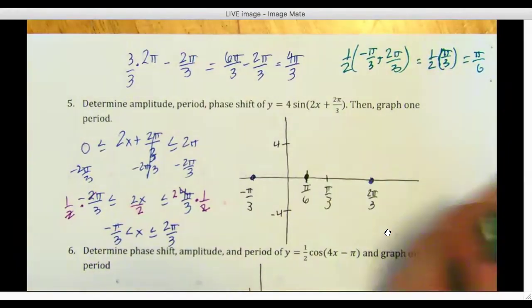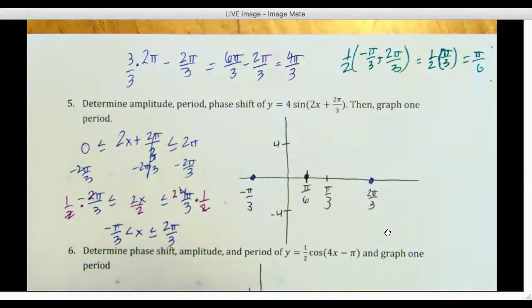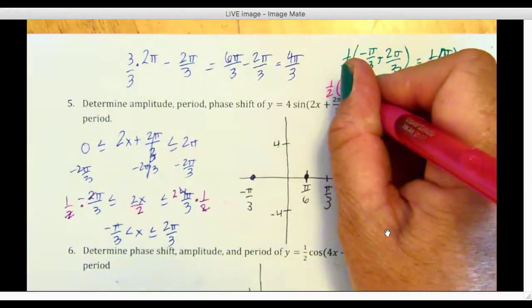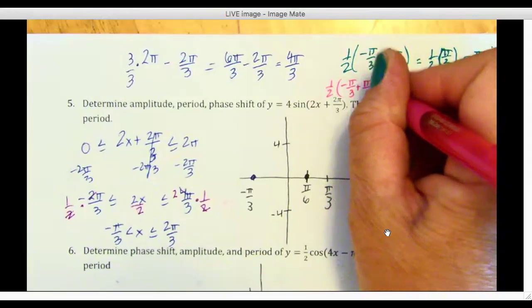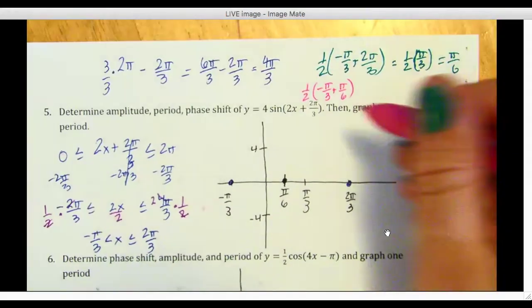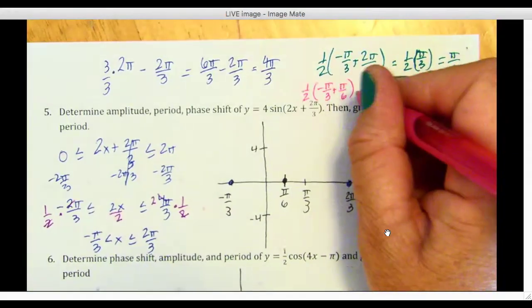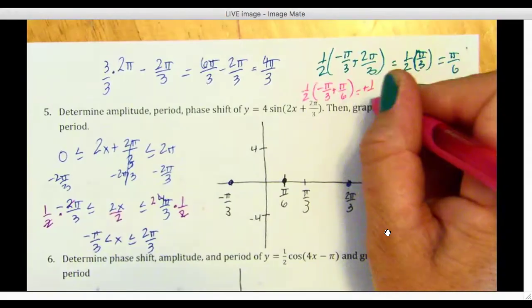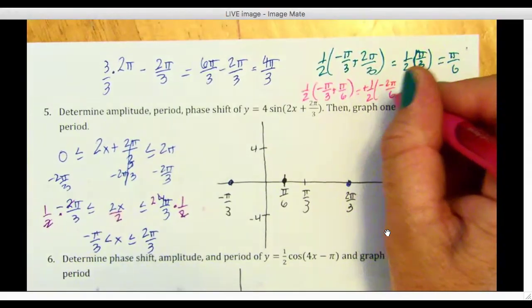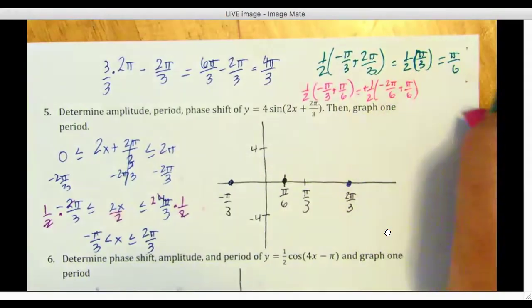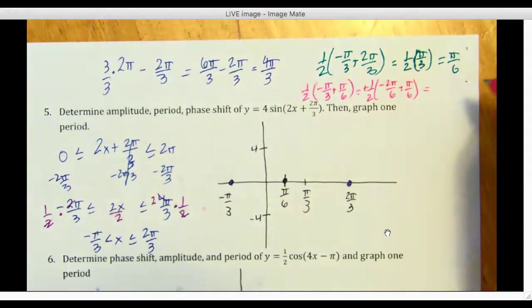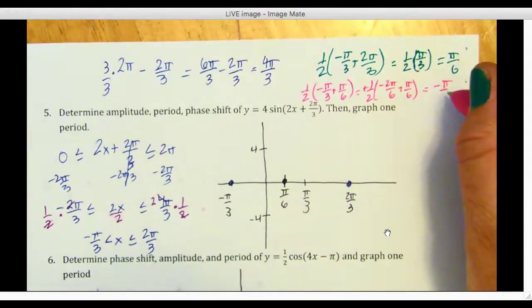So I could go through that same process again. I could do 1/2 times negative pi over 3 plus pi over 6. Well, for pi over 3 I need a common denominator. Again, I can multiply by 2 over 2, and then that would become, not negative 1/2, positive 1/2 times negative 2 pi over 6 plus pi over 6. And that would give me negative pi over 6 times 1/2, which would be negative pi over 12.